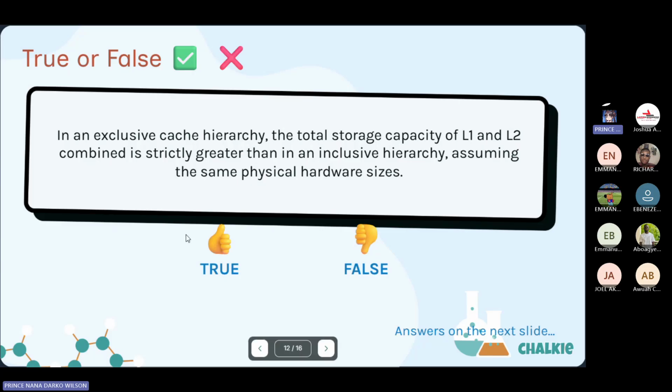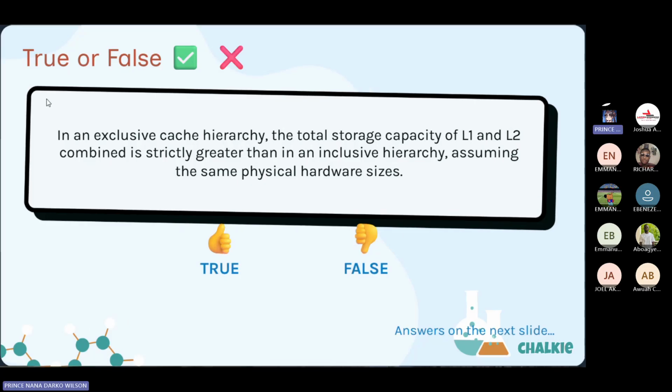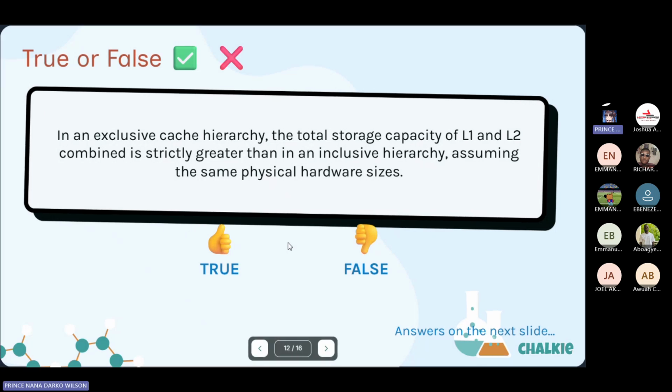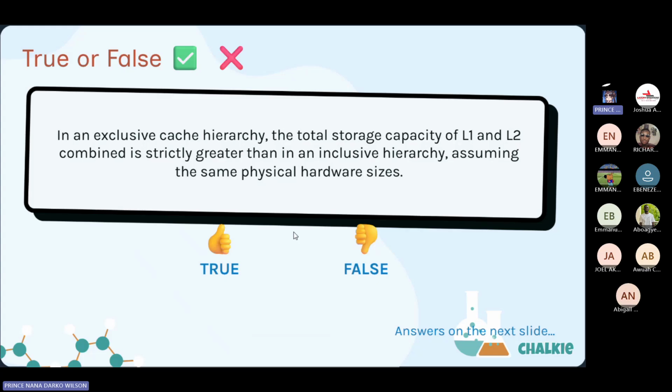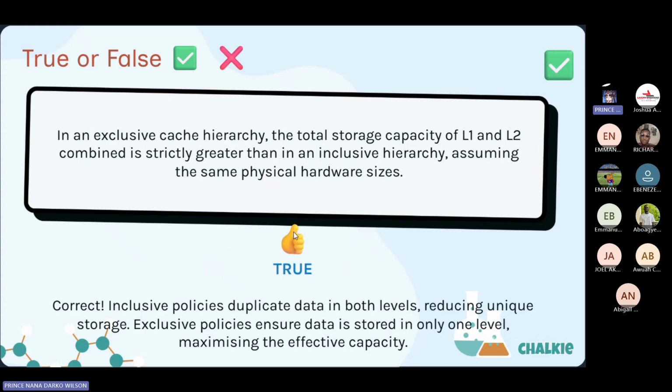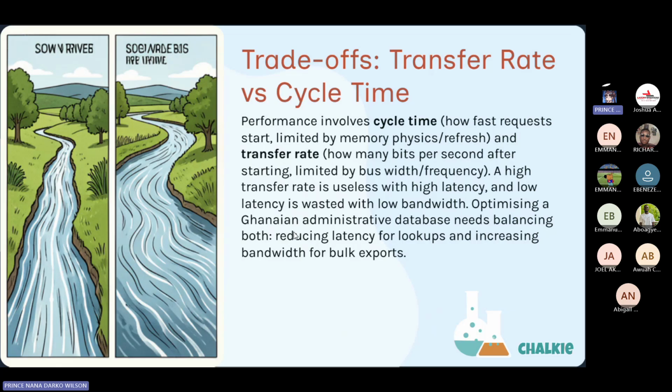If you know the answer, the floor is open. Okay, so then the correct answer to this one is that it is true. So exclusive does have a greater storage capacity, seeing as it doesn't bother with holding data values from level 1. This means it freely makes use of its space. So it's true.